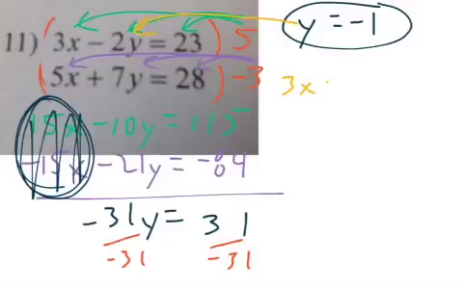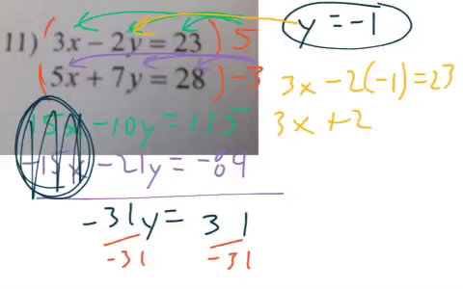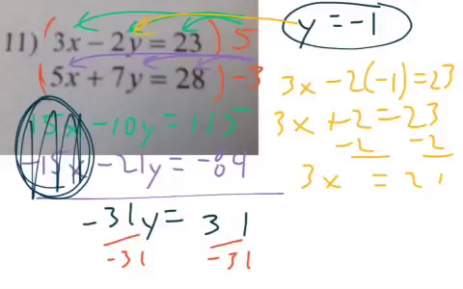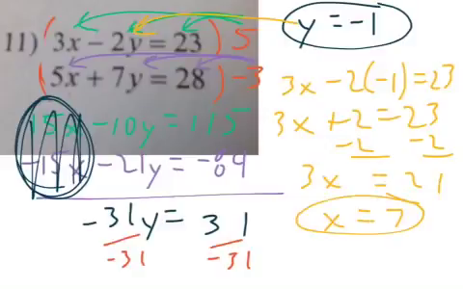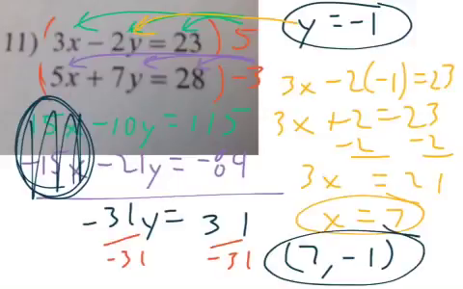So 3x minus 2, y being negative 1, equals 23. And now it's a matter again of solving. Negative times negative is positive. I'm going to minus 2 from both sides. Knowing that 3x equals 21, I know x is 7. Therefore, my solution is x is 7, y is negative 1. So again, pause the video.